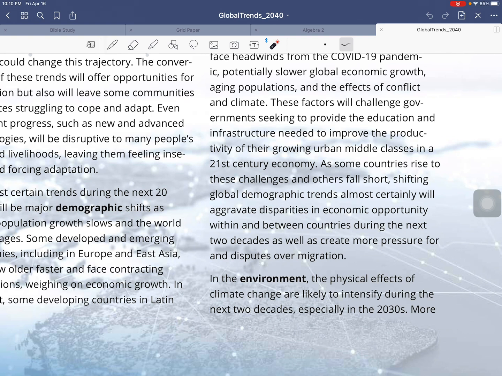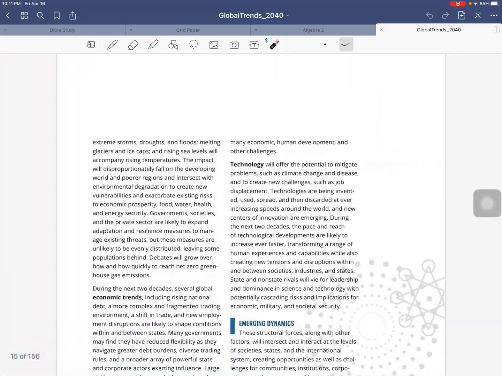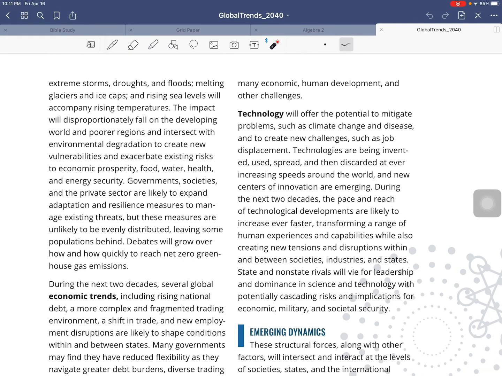In the environment, the physical effects of climate change are likely to intensify during the next 2 decades, especially in the 2030s. More extreme storms, droughts, and floods, melting glaciers and ice caps, and rising sea levels will accompany rising temperatures. The impact will disproportionately fall on the developing world and poorer regions and intersect with environmental degradation to create new vulnerabilities and exacerbate existing risks to economic prosperity, food, water, health, and energy security.